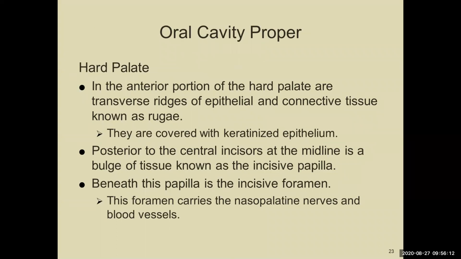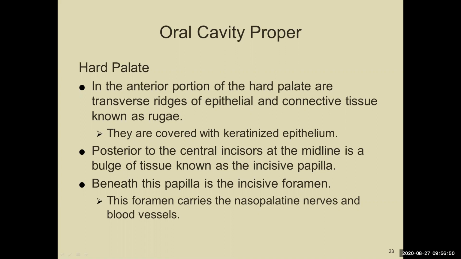The hard palate, we're talking about the roof of the mouth. The anterior portion of the hard palate, okay, the front portion of the hard palate, there's a transverse ridge of epithelial and connective tissue, and those are known as rugae. Now, rugae, if you put your tongue up to the roof of your mouth, those are those little wrinkles near your front teeth, and they tickle a little bit when you run your tongue along. They're covered with keratinized epithelium. That keratinized epithelium has more of a thicker shell, so it doesn't get damaged easily.